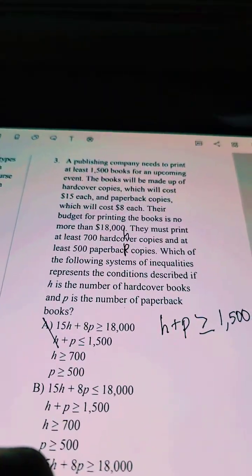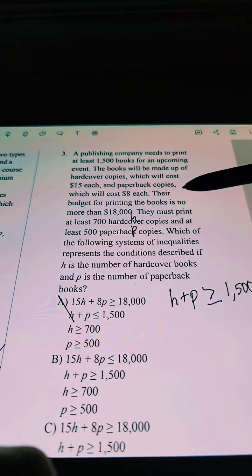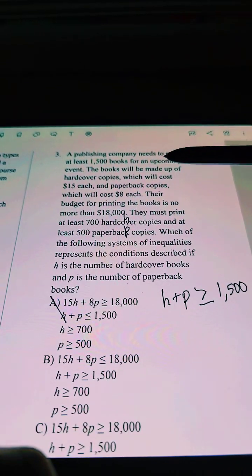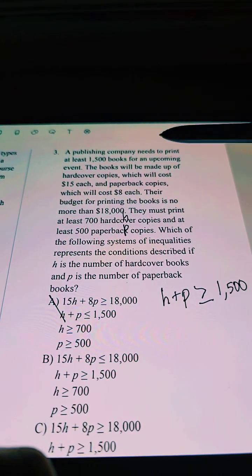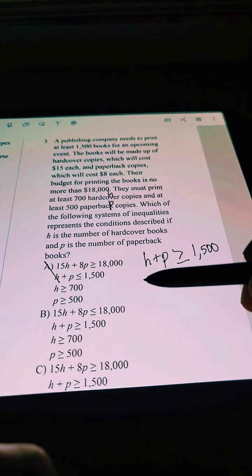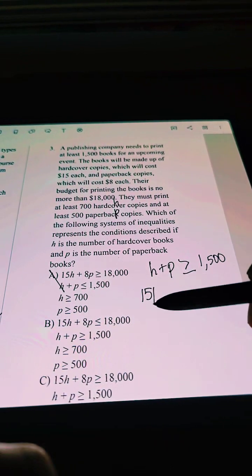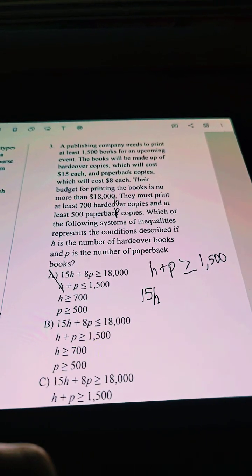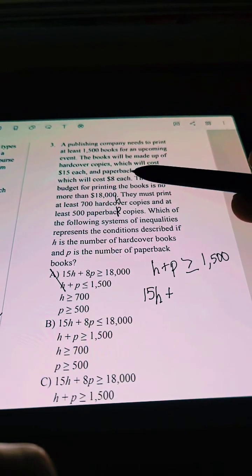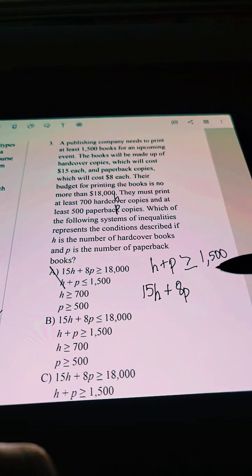So now let's do the rest of the problem. So the 18,000, what is that? Their budget. There's a budget for printing books that is no more than $18,000. So remember, each of the hardcovers costs $15. So if I want to know how much they're going to be spending on the hardcover copies, it's going to be $15 times each number of hardcover copies. And then I need to add that to how much they're spending on the paperback copies, which would be $8 for each of the P paperback copies.